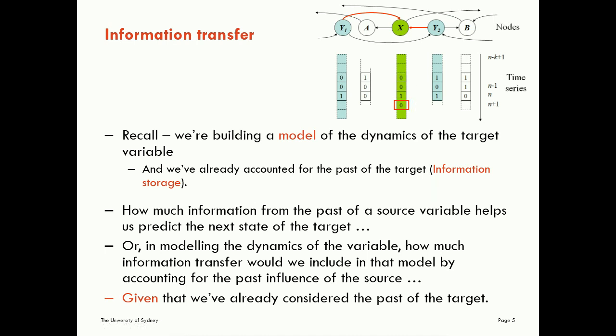That's our principal choice here, to consider the past of the target first, because that is normally how we examine complex systems. When we're looking at the state updates of a variable, we think of that in the context of its past first. And we'll look at some examples of that in the next few slides as well as later in the session.